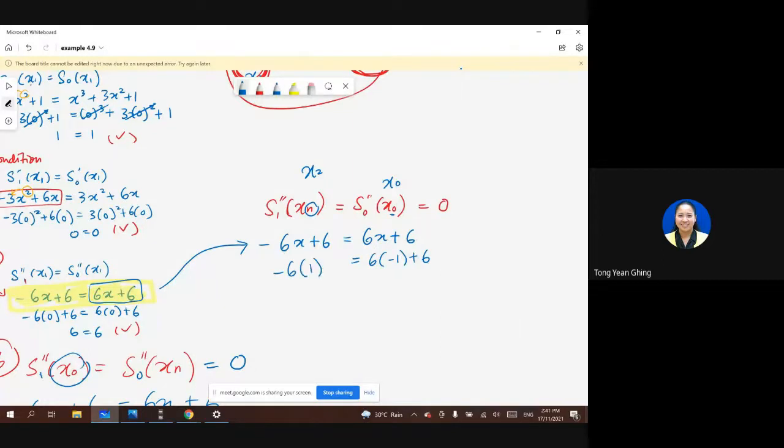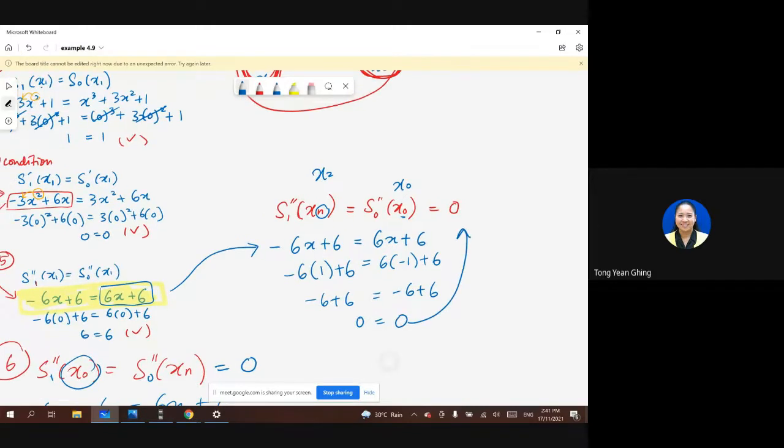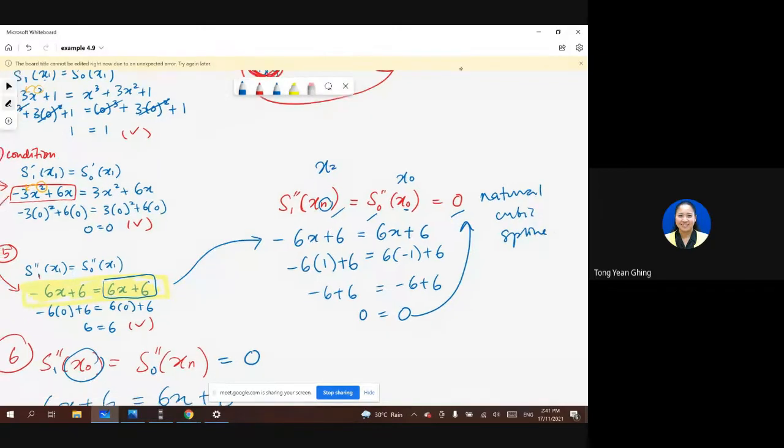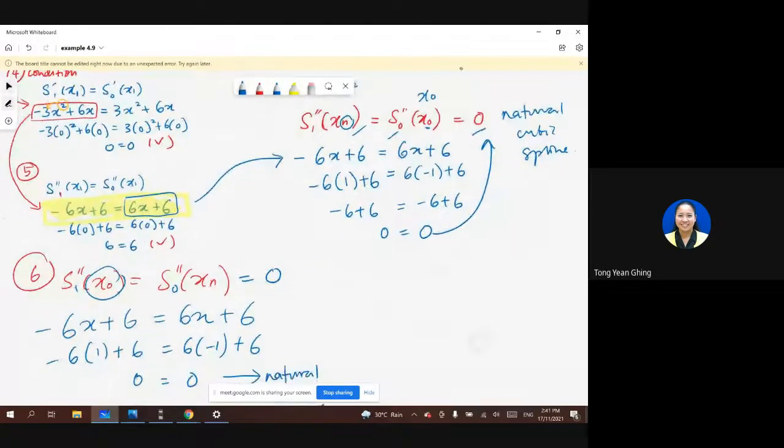So this one is 1 plus 6. So negative 6 plus 6 equals negative 6 plus 6. So 0 equals 0. So it must equal 0. If it equals 0, the two are the same and equal to 0, that means this one is the natural cubic spline. Okay? Just now I calculated wrongly.